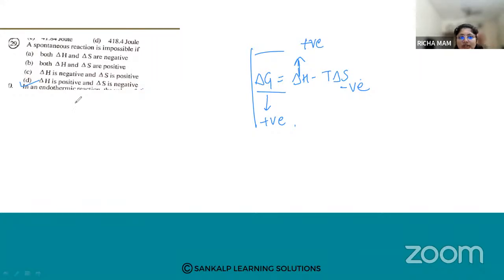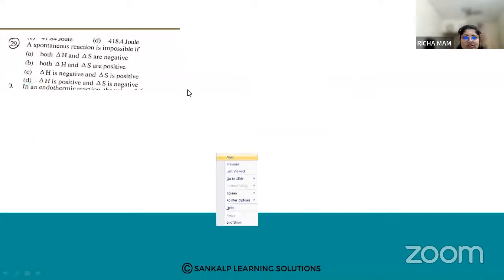So a spontaneous reaction is impossible if your delta G is positive, for a non-spontaneous reaction. At that time your delta H will be positive and delta S will be negative. So this is the condition for a non-spontaneous reaction.